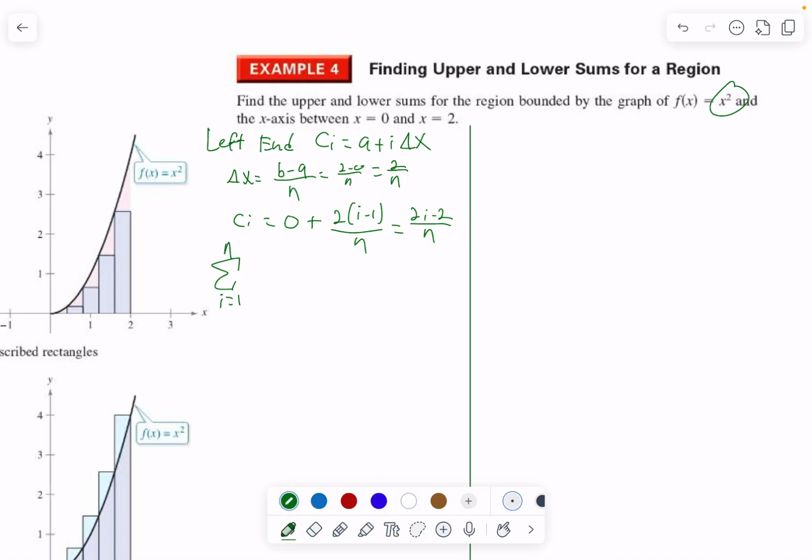Okay? So, here we go. So f of (2i minus 2) over n squared, times 2 over n.